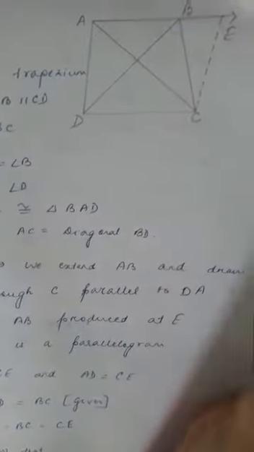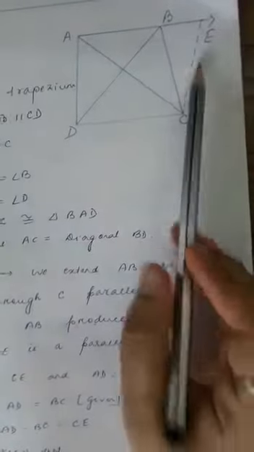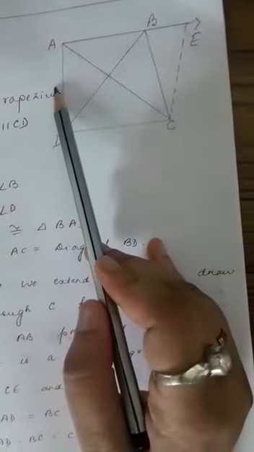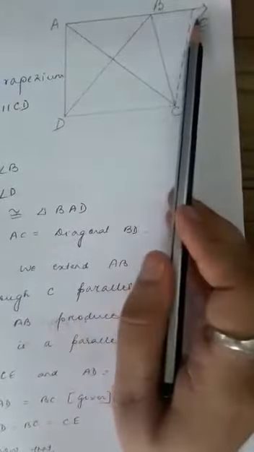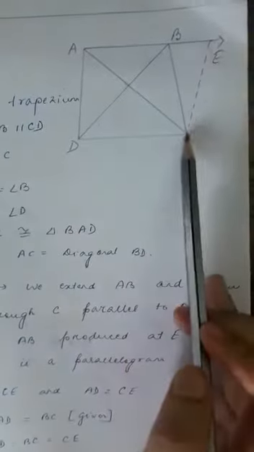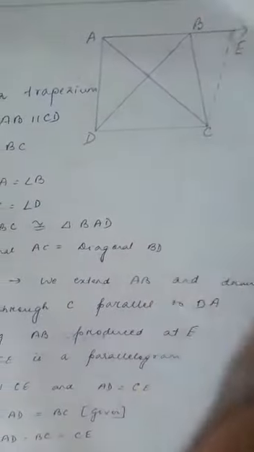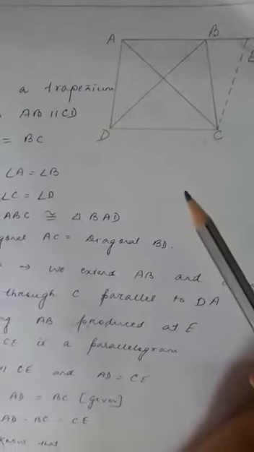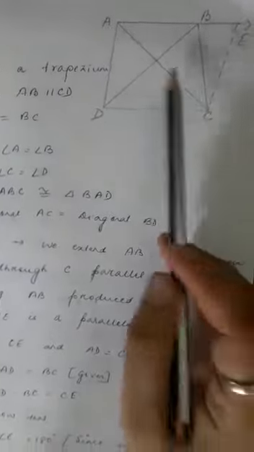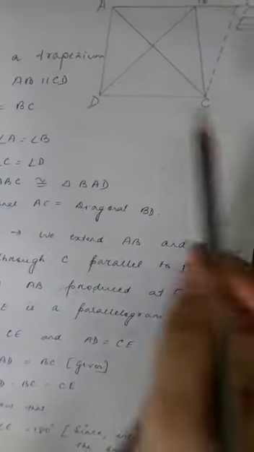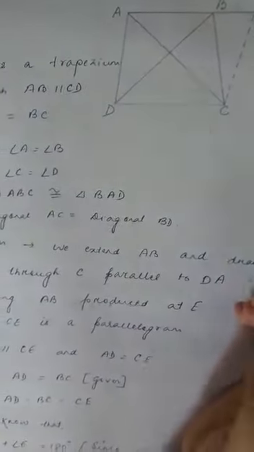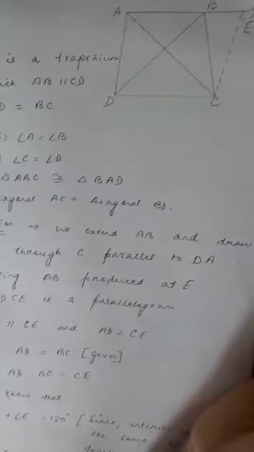For this sum, we have done a small construction in which we extend this line AB and draw a line through C parallel to DA. This line through C will intersect the produced line AB at a point which is called E. So we can say that ADCE is a parallelogram. Therefore, AD is parallel to CE and AD is also equal to CE. Also, AD is equal to BC. Therefore, we can say that AD is equal to BC is equal to CE.